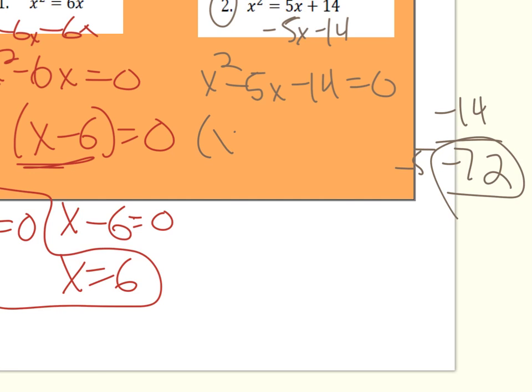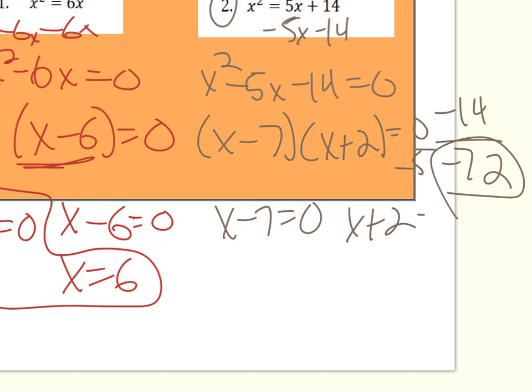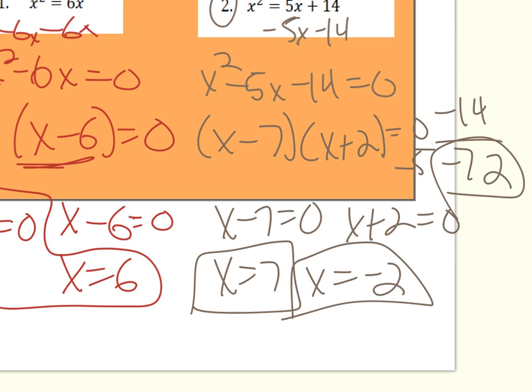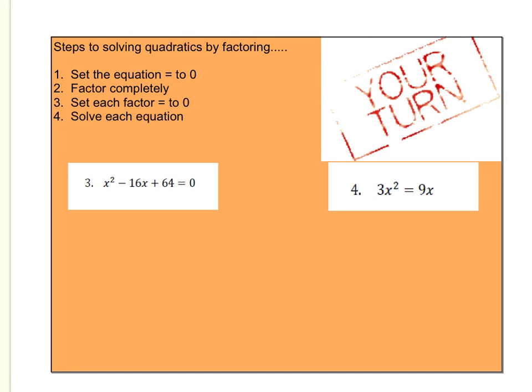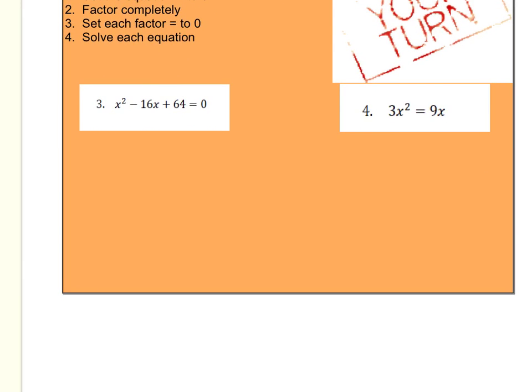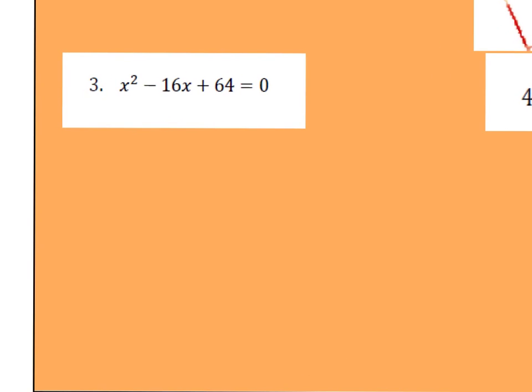So that's going to be x minus 7, x plus 2, equals 0. So I set each part equal to 0. So x equals 7, x equals -2. There's my answer. Bam. That's what I'm doing. So now, same kind of idea here. Solve, set it equal to 0. Bam, boom, done. Good. Let's move on.